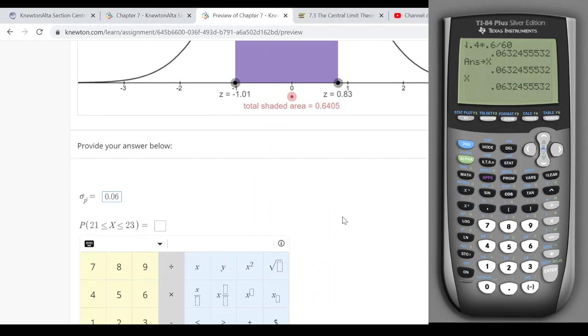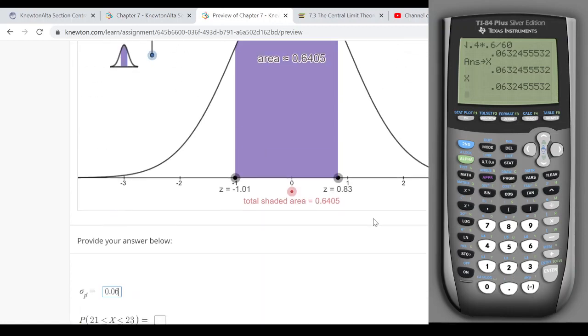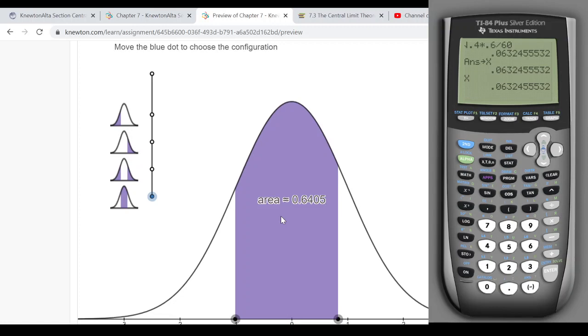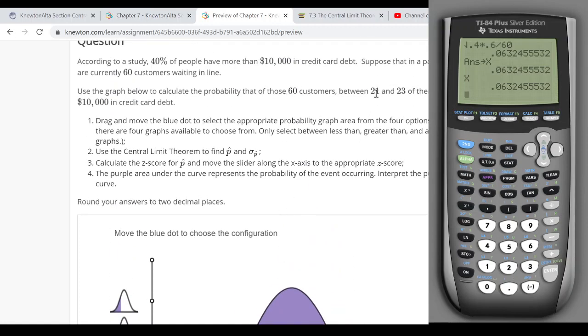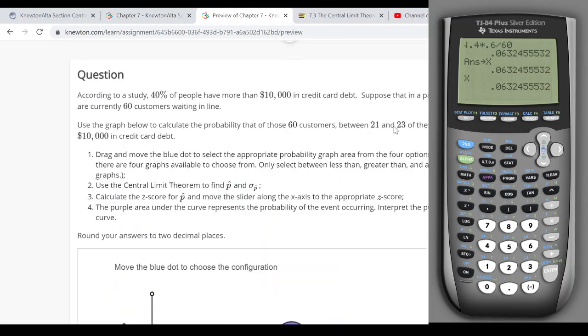And then the probability that the number of customers between 21 and 23 of these 60 customers have $10,000 in credit card debt or more. Well, you see on the graph here, we have to move the z-scores. So what's the z-score for 21 out of 60? And what's the z-score for 23 out of 60, rounded to 2 decimal places?